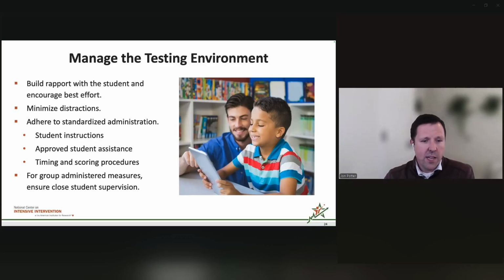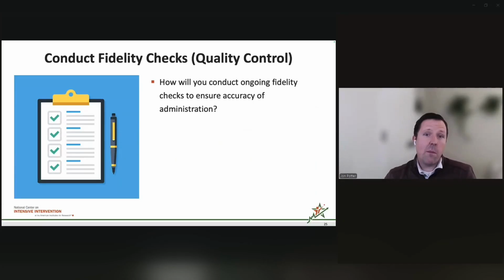All right. So we manage the testing environment. I also encourage you to think about fidelity checks, or quality control, to make sure that we're getting accurate scores and people aren't drastically drifting away from accurate scoring procedures. And this is really easy to do. I've tested a lot, and sometimes, because you only give them 3 times a year, I forget.